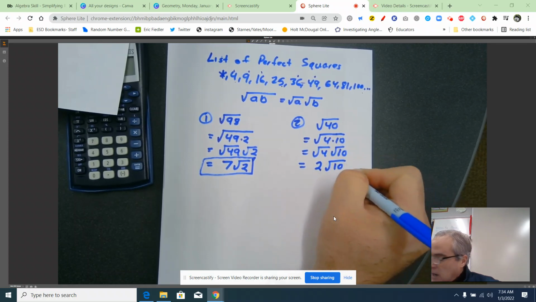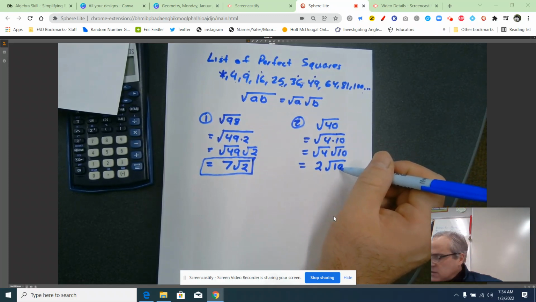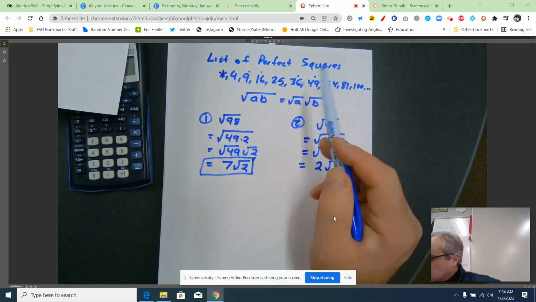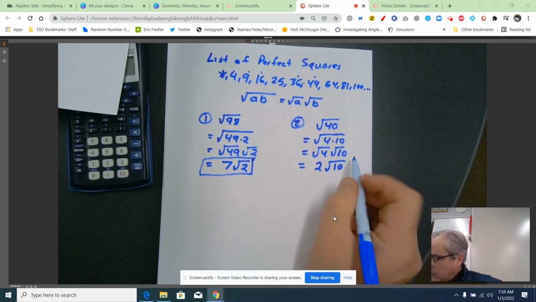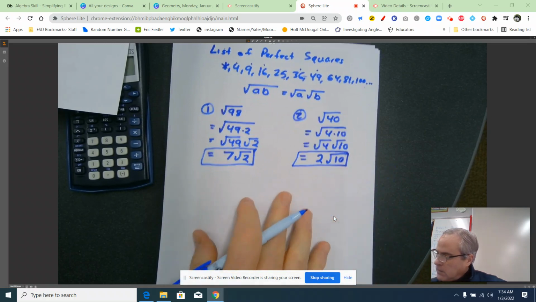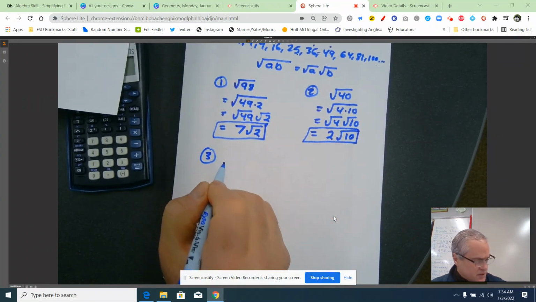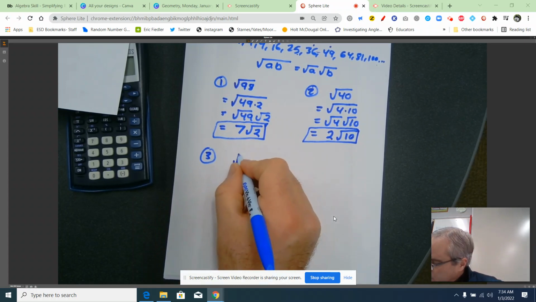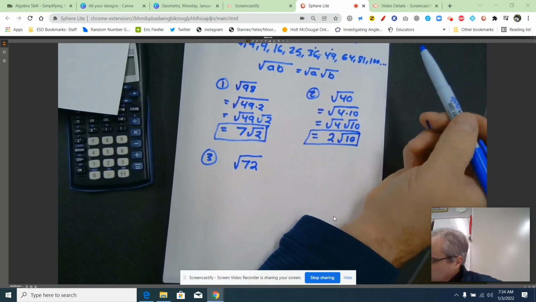Now, square root of 10 is awfully large for a radicand. In video one, I said this is the radicand. Let's just check real quick. Are there any numbers besides 1 that go evenly into 10? And no, there isn't. So yeah, that is my simplified answer. Okay, next one. Next one is the square root of 72.